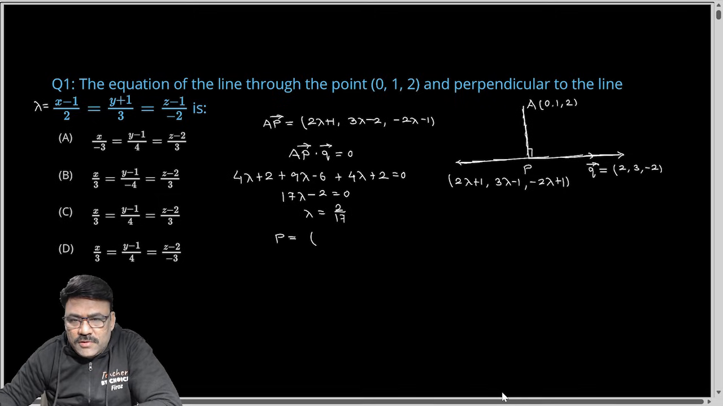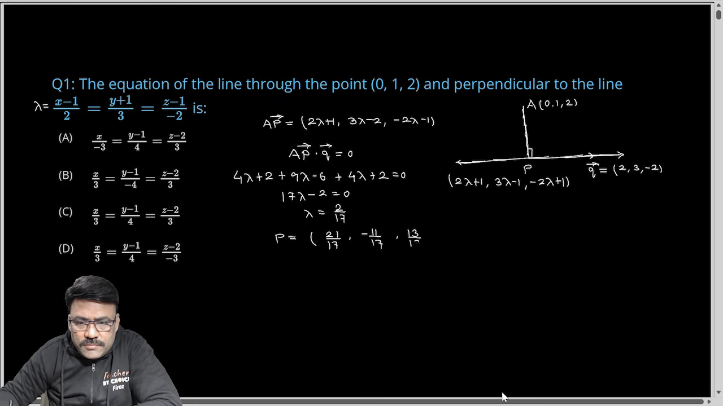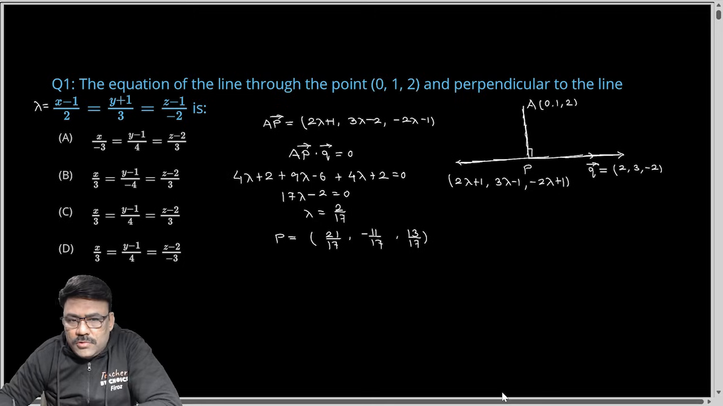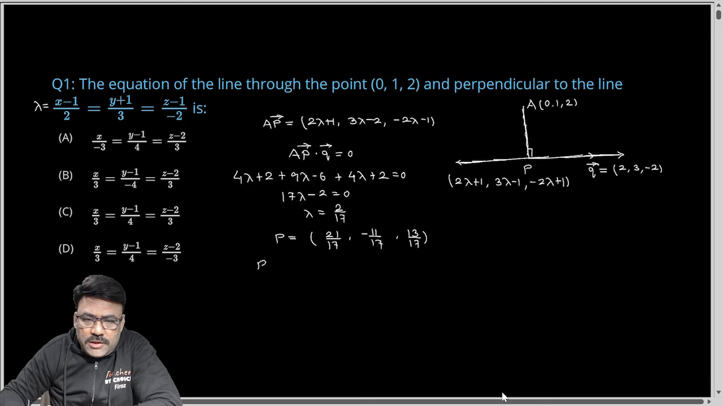Coordinates of the point P are 4 plus 17, so 21 by 17, 6 minus 17, minus 11 by 17, and then minus 4 plus 17, which is 13 by 17. So now you can write the equation of the line AP, the required line.